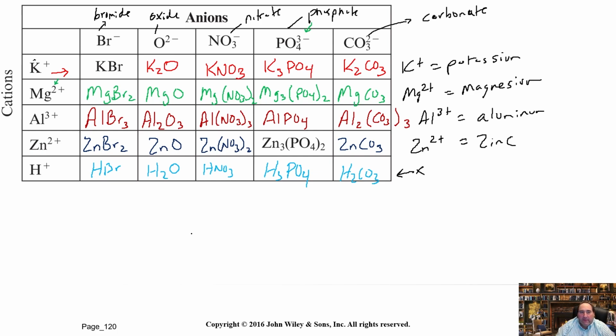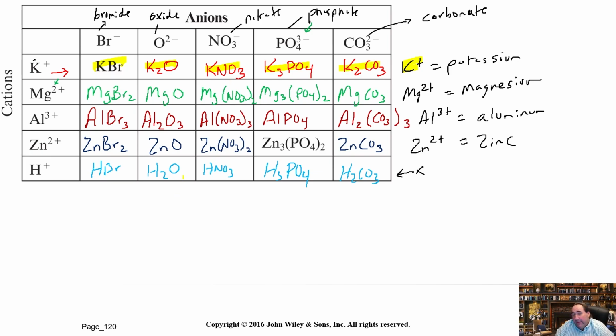All right, so what are all these names? I'm going to go through them and hopefully you agree with me. So we know automatically this is type 1, which means we don't need a Roman numeral, so we could roll through the name. That should be potassium bromide. That should be potassium oxide. That should be potassium nitrate. That should be potassium phosphate. That should be potassium carbonate.